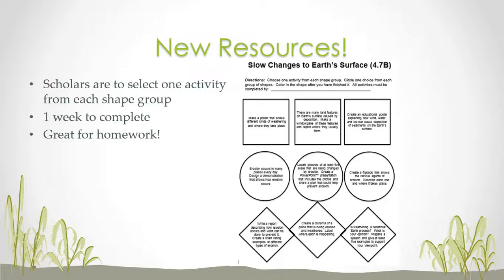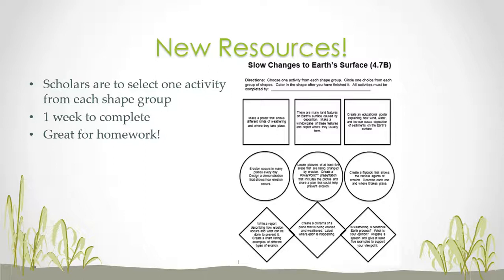All right. So I uploaded about 12 or 13 new resources to Blackboard. I can't remember the exact amount. I want to say that they're all pretty much self-explanatory, but there's one that I wanted to go over. So this document is saved as Slow Changes to Earth's Surface Practice.